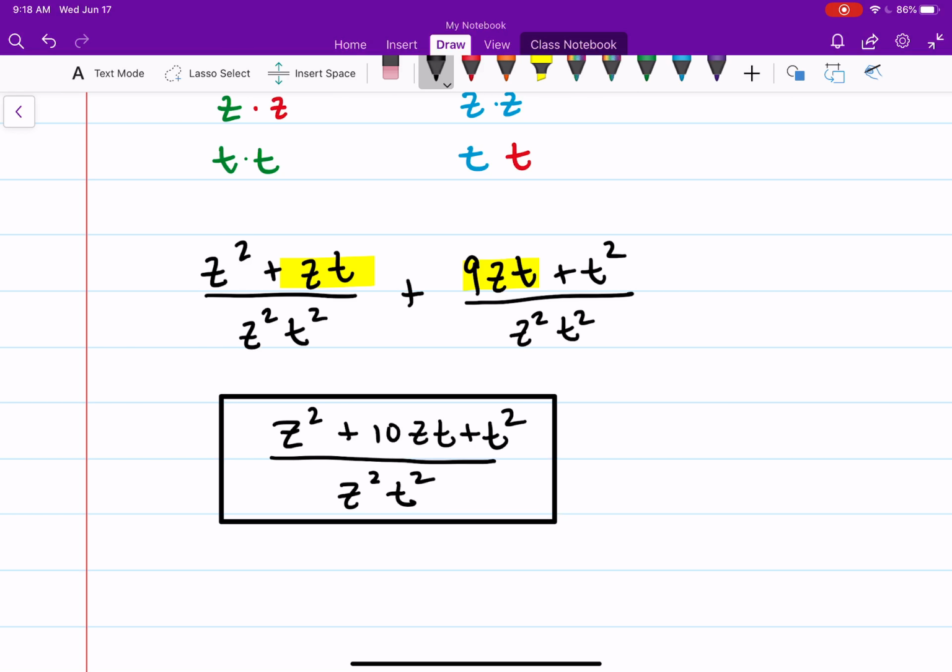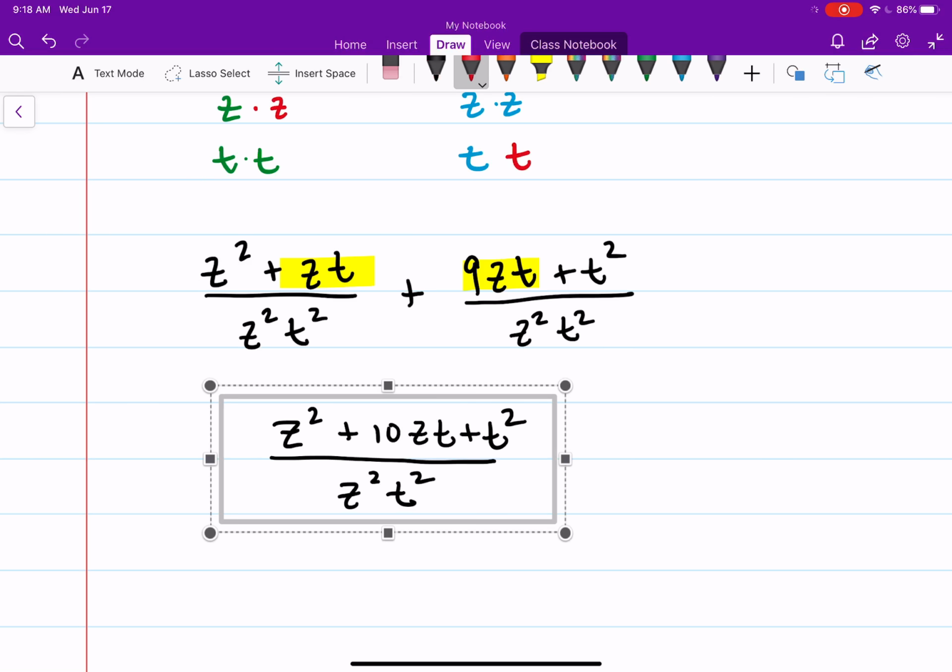And if your question is, how the heck did you get 10? Well, don't forget, guys, there's an imaginary 1 right in front of there, so 1 plus 9 would be 10. And that's about as hard as it gets.